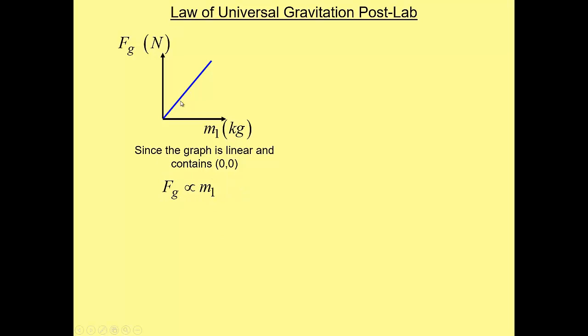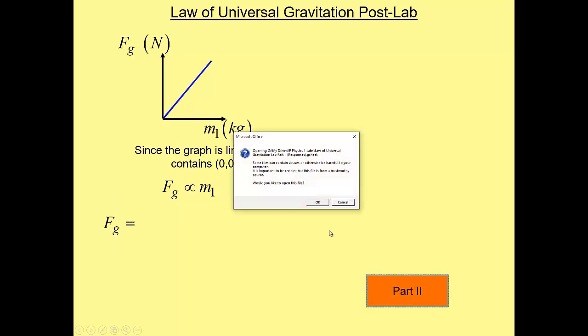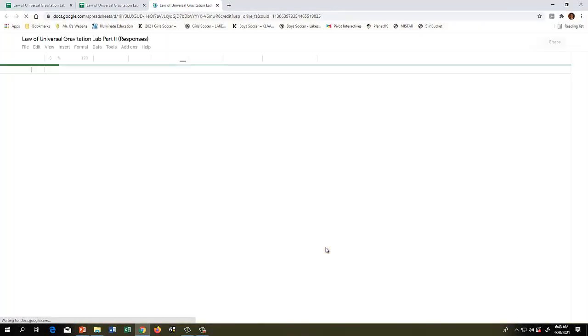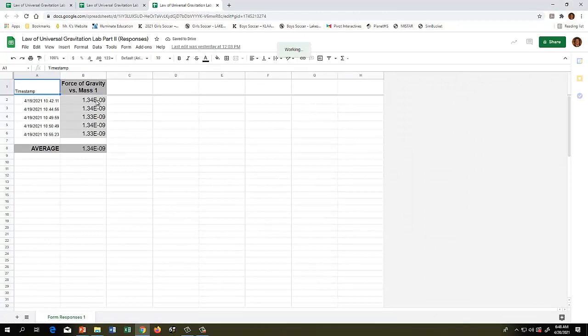So let's make a math model out of this. Right? The y variable is, of course, the force of gravity. The slope, if we take a look at the slopes, right, we see that they're all very similar to one another. I mean, it should be, after all, it's a simulation. It's a small number, which is what makes this lab kind of hard to do in reality, right, as opposed to using the simulation. It's 1.34 times 10 to the negative 9th.